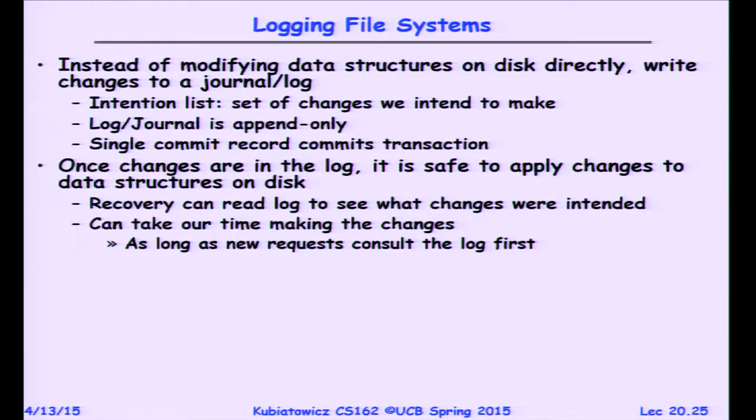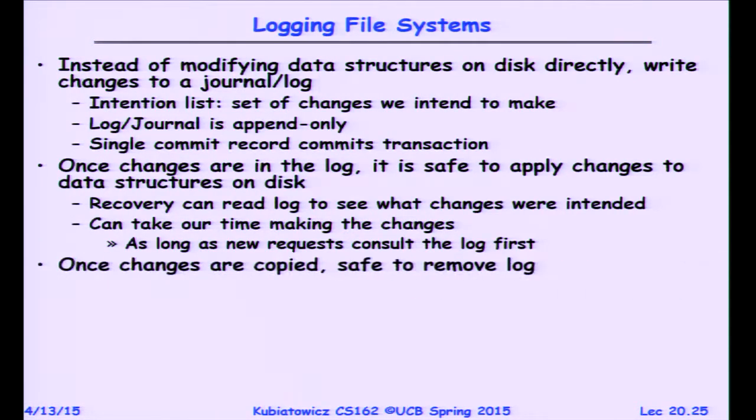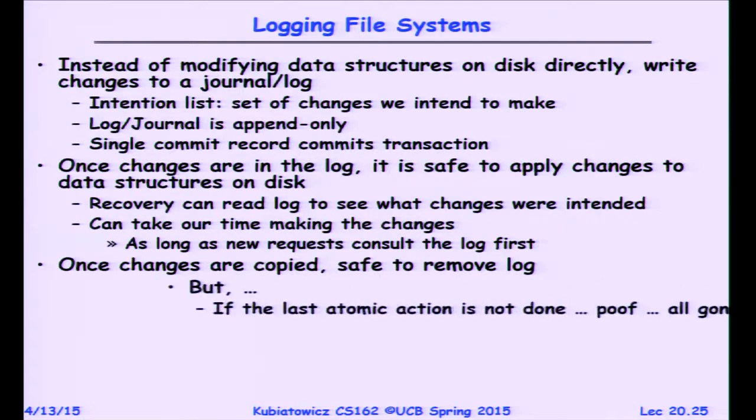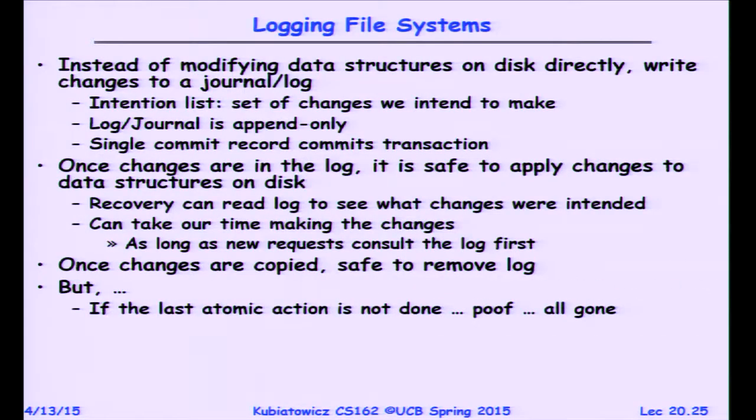Okay, so we're going to use the in-memory version of the file as a cache on what the file is supposed to look like, while in the background we transfer things from the log into the file system. But the nice thing about putting them in the log and forcing them in the log is that basically we get our reliability that way, okay? And then we can take our time putting things back in the real file system. Okay, and once the changes are copied, then it's safe to remove the log. Okay? But of course, if the last atomic action's not done properly, we have to be a little careful.